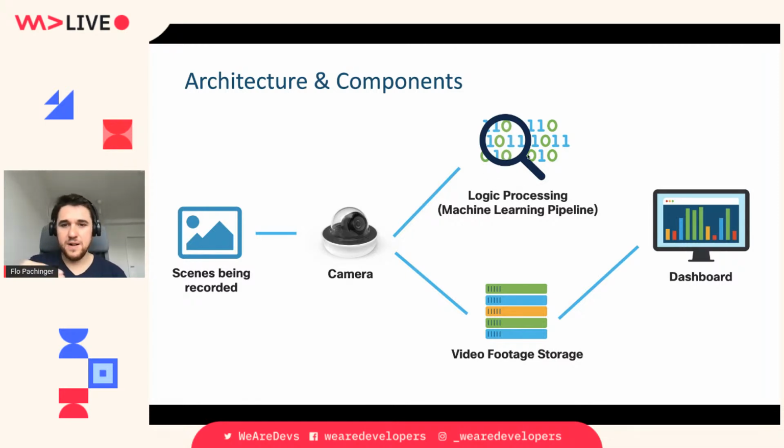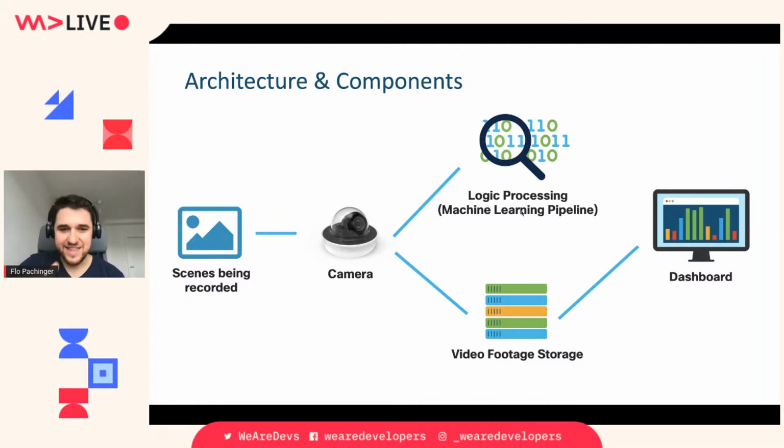So for example, you need the logic which processes what is being recorded, or what you can extract from the scenes. This is called inference. Inference is basically checking with your machine learning model if there is a person, for example, in the scenes being recorded. And the second thing is the training of the machine learning model.